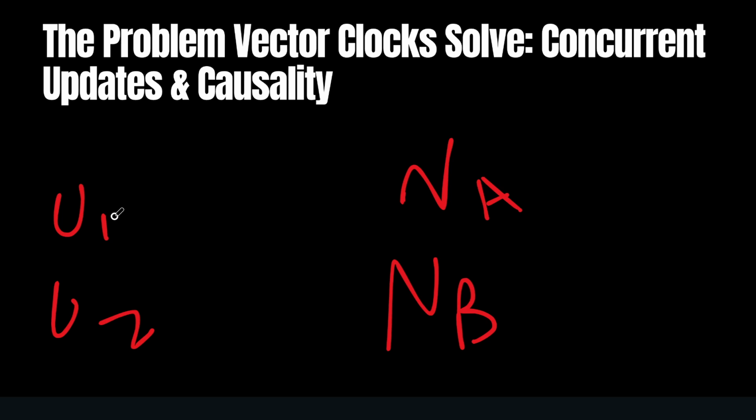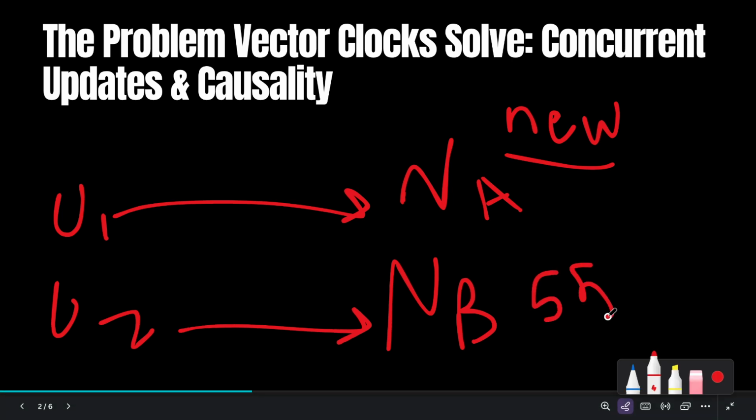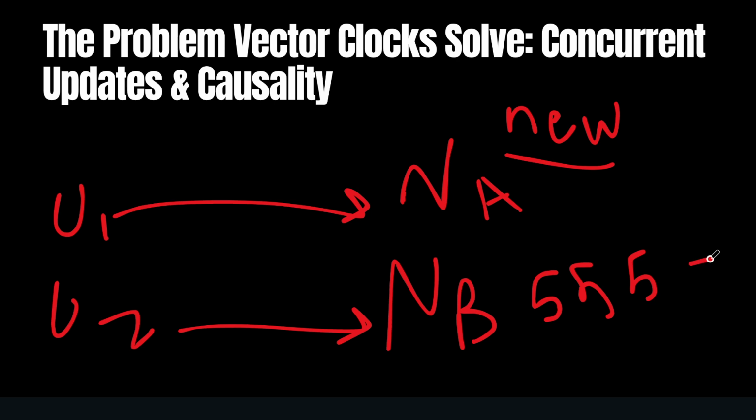Okay? Let's assume that user 1 will update their email in node A to something like new@gmail.com. And user 2 will concurrently update their phone on node B to, let's say, 5 something. Okay. Now, if node A sends its update to node B and node B sends its update to node A, how do they merge? This is easy.